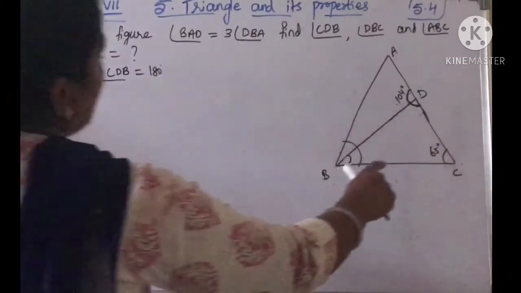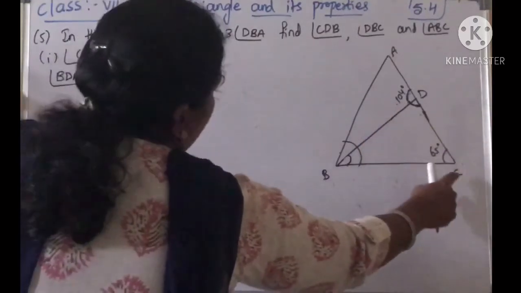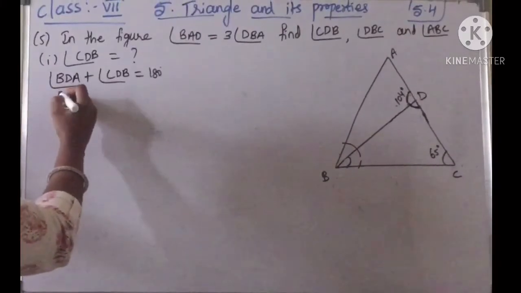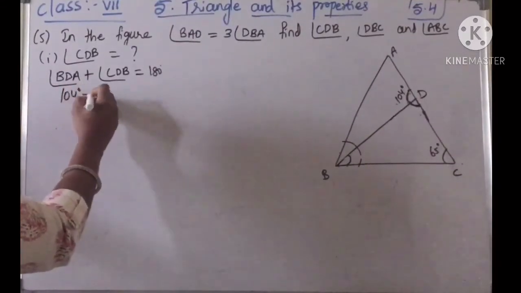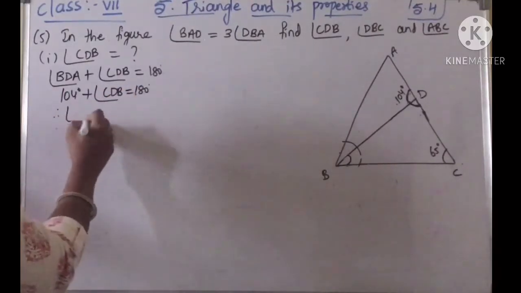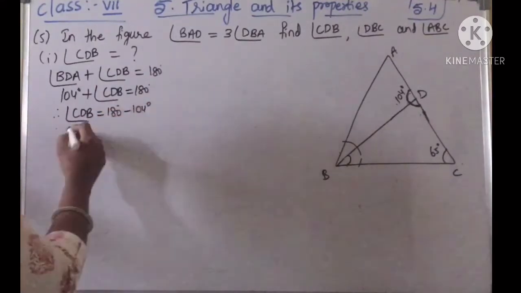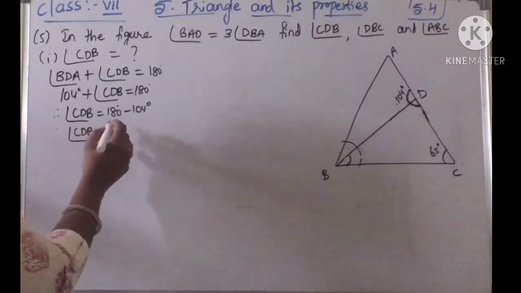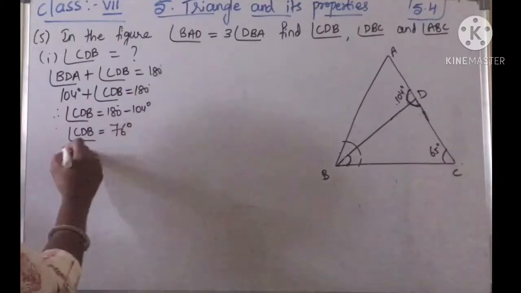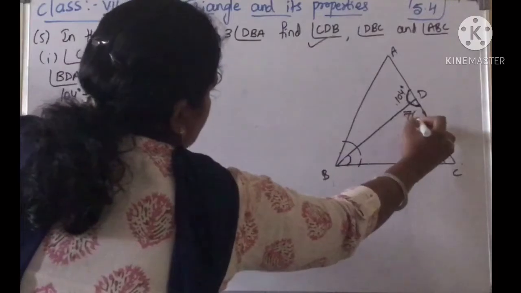BDA means this angle 104, and CDB means this angle. So these two form a linear pair. So what is BDA? It is given as 104 degrees plus CDB equal to 180 degrees. Now what is CDB? CDB is equal to 180 minus 104. That gives you 76 degrees. Okay children. So we got here CDB as 76 degrees.